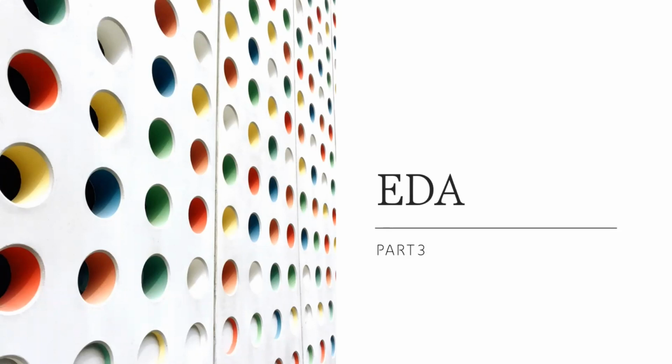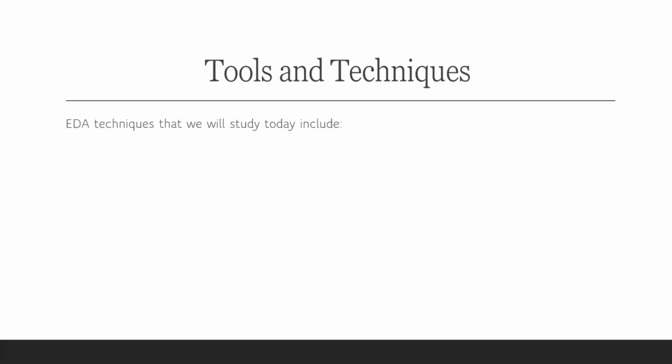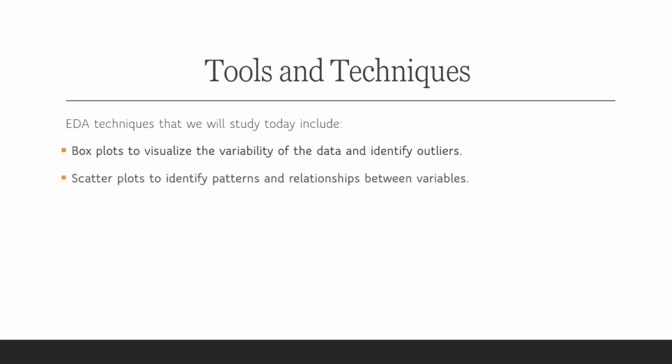So let's see the agenda of today's lecture. We will learn about some tools and techniques of EDA, and these techniques include box plots, which are used to visualize the variability or distribution of the data and identify outliers. And these box plots are also very helpful when you want to do statistical analysis. Next, we have scatter plots, which are used to identify patterns and relationships between variables.